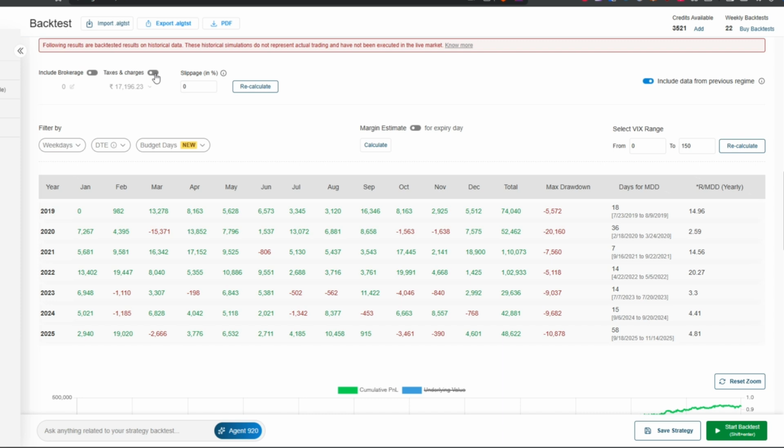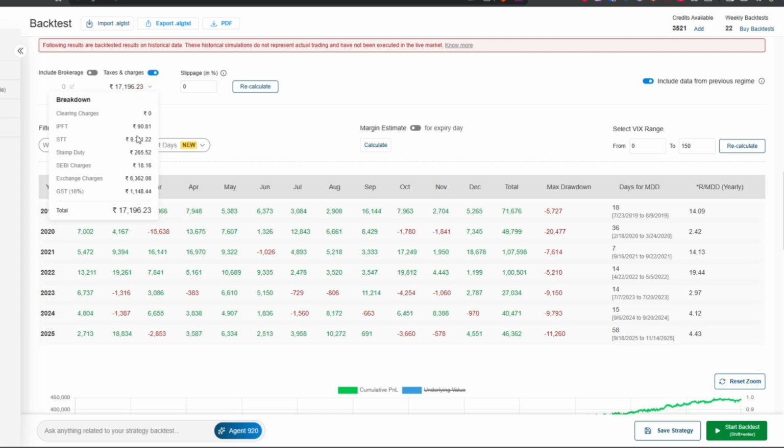Let's add taxes and charges, because these are anyway what you are going to pay to the government and the brokers. And then I am not going to add any brokerage. The reason is that I am trading with Kotak Neo. I will give the link in the description. You can open an account free. And then brokerage is 0 when you trade through API, in a way, through this AlgoTest.